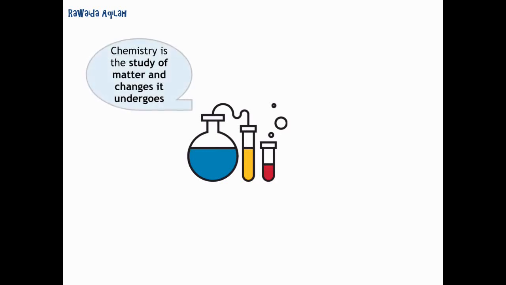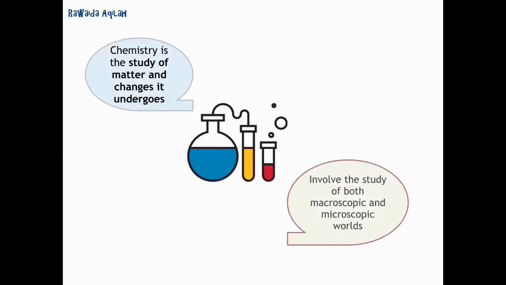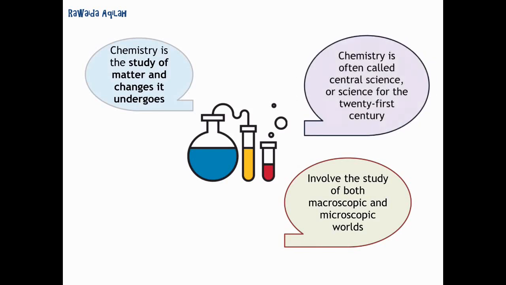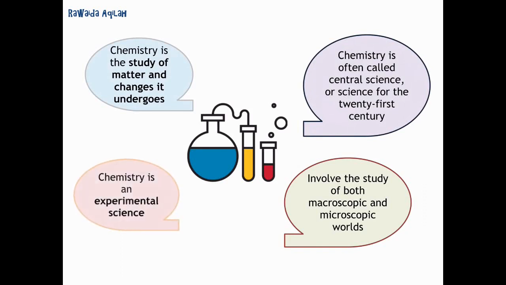By definition, chemistry is the study of matter and the changes it undergoes, whether it involves things that we can see, such as water, or things that we cannot see, like oxygen molecules. Because of its diversity, it's often called the central science, where it connects other branches of sciences such as physics and biology. The theories in chemistry are obtained mainly from experiments conducted years before and are still developing.